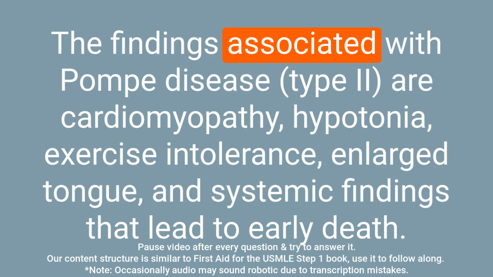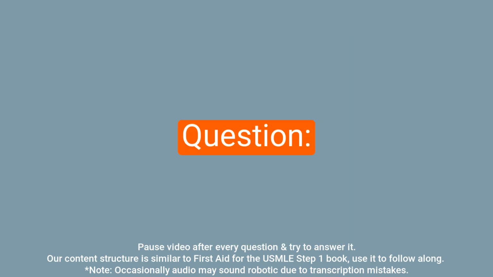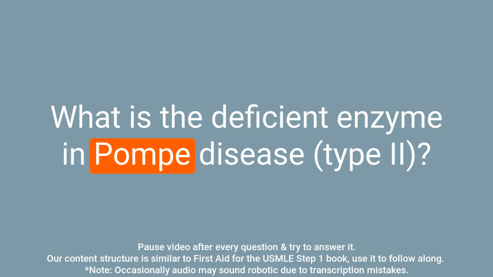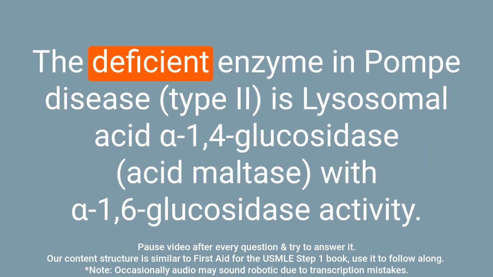Question: What are the findings associated with Pompe disease? Answer: The findings associated with Pompe disease are cardiomyopathy, hypotonia, exercise intolerance, enlarged tongue, and systemic findings that lead to early death. Question: What is the deficient enzyme in Pompe disease? Answer: The deficient enzyme in Pompe disease is lysosomal acid alpha-1,4-glucosidase with alpha-1,6-glucosidase activity.